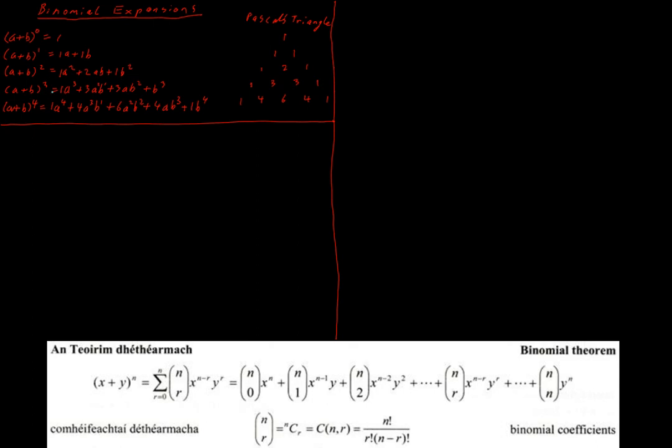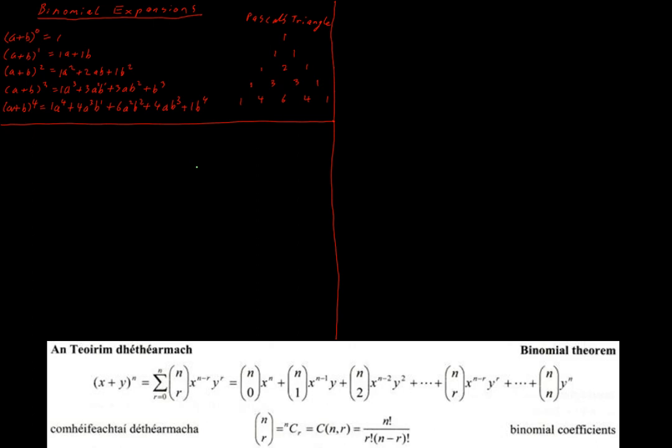Less familiar with these, but you can do them out in exactly the same way. A plus b cubed would be 1a cubed plus 3a squared b to the power of 1 plus 3a to the power of 1 b squared plus b cubed, and a plus b to the power of 4 would be 1a to the power of 4 plus 4a cubed b to the power of 1 plus 6a squared b squared plus 4a to the power of 1 b to the power of 3 plus 1 b to the power of 4.